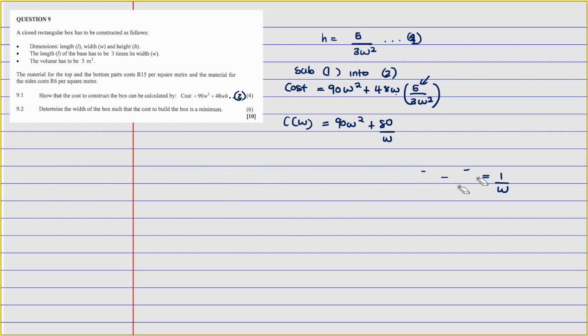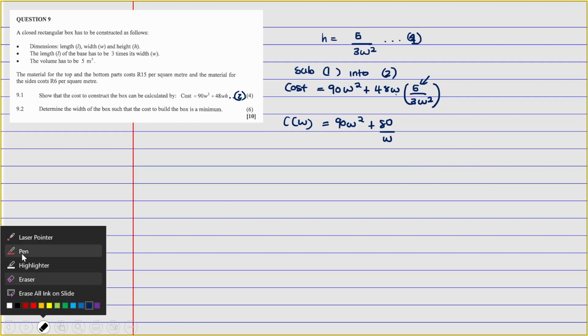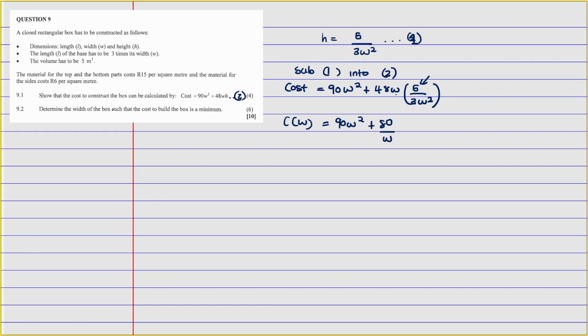So we have that, right? So that's us simplifying the cost function in terms of w. But remember the fact that we're looking for what? We're looking for the width of the box such that it's minimized. So to find the width, first we need to minimize this. How do we minimize? We're finding the cost of w and we're going to equate it to 0. So we need to find the cost prime. Are you okay with that?